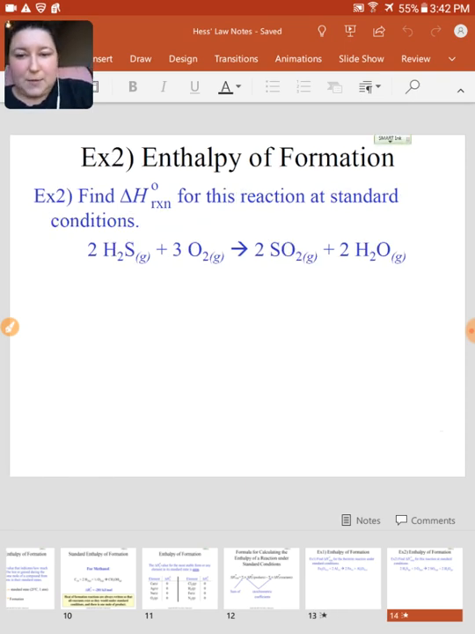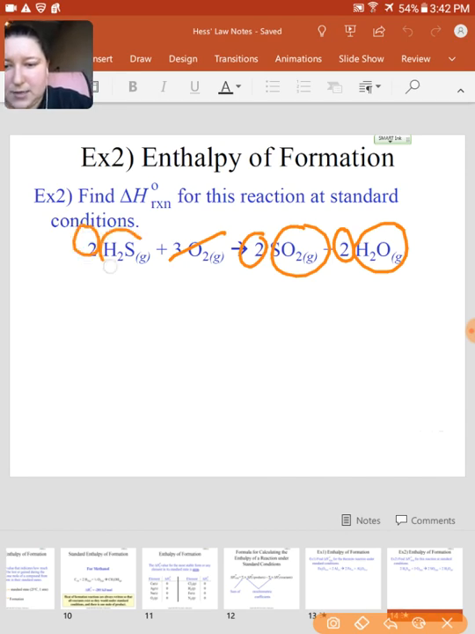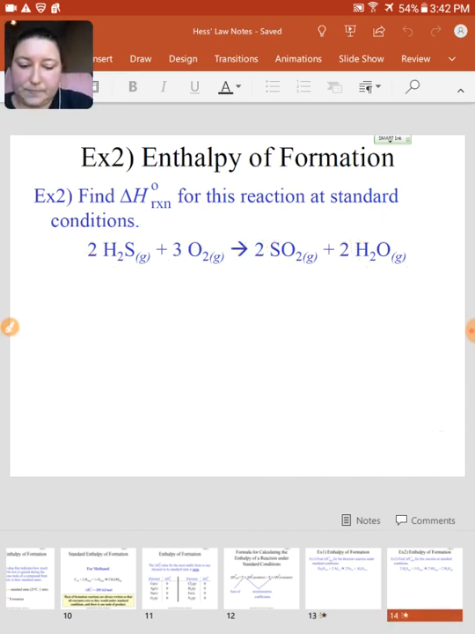Same goes for this one. I don't have values in front of me, but it will give you values. So this will be 0 because it's just O2. Everything else will have a number associated with it. So we will do products minus reactants. So we'll do 2 times H2O's value plus, because it's the sum of the products, 2 times SO2's value, subtracted from 2 times the value for H2S. And then you just calculate it, and you will get your delta H for the standard reaction.